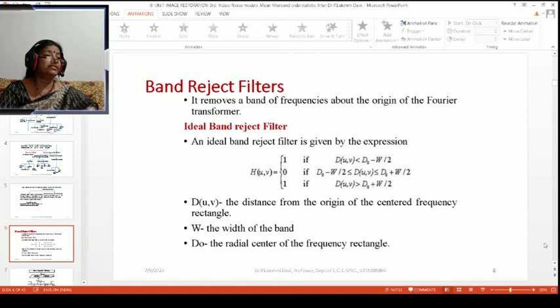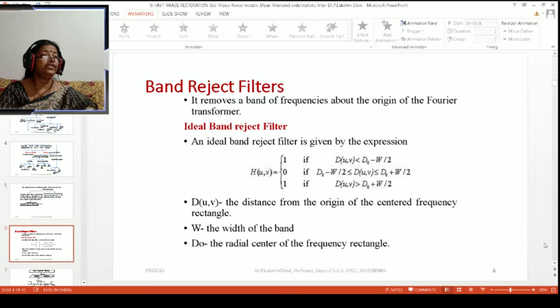Let us see first the ideal band reject filter. The name itself gives ideal. Ideal means practically there is no chance for any such ideal things to exist in nature. But still, for reference's sake, we consider ideal low pass, ideal high pass, ideal band pass, ideal band reject, like this. Now, an ideal band reject filter is given by the expression H(u,v) as a transfer function.